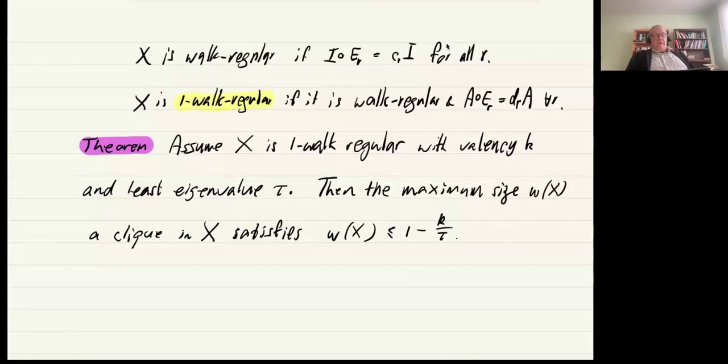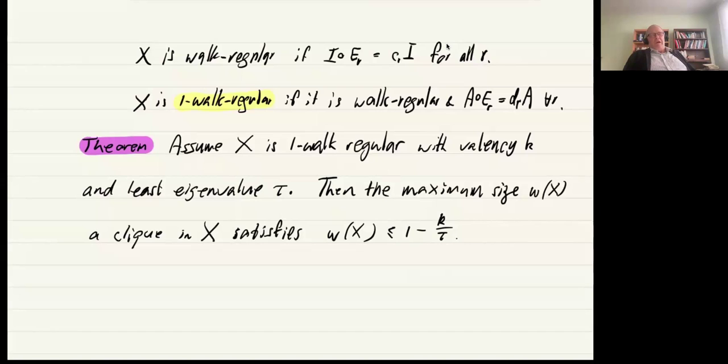Now, one walk regularity can be used as a combinatorial version of arc transitivity. The graph is arc transitive if for any ordered pair of adjacent vertices u and v, and any second ordered pair of adjacent vertices u prime and v prime, there's always an automorphism that takes u to u prime and v to v prime. So this is the combinatorial version of that.